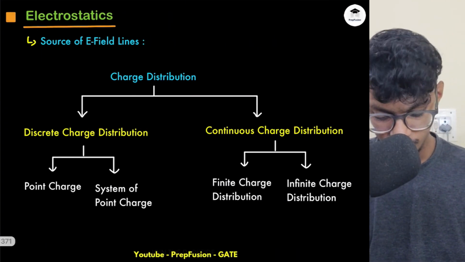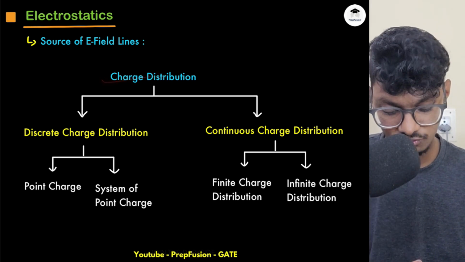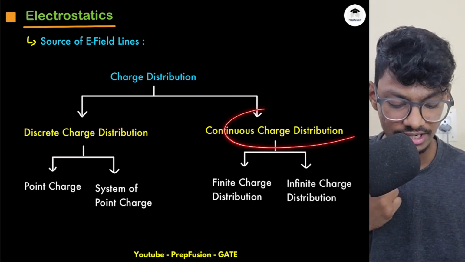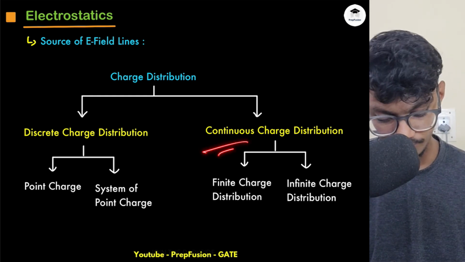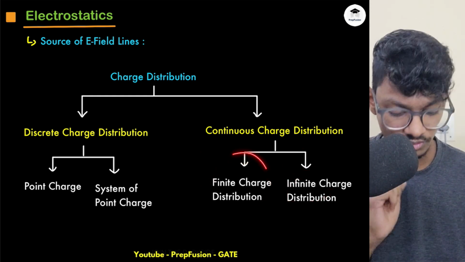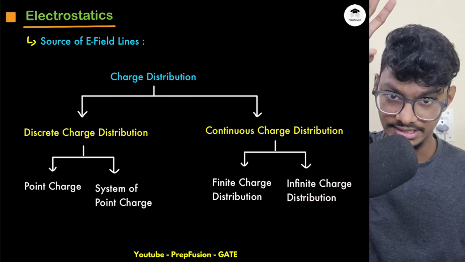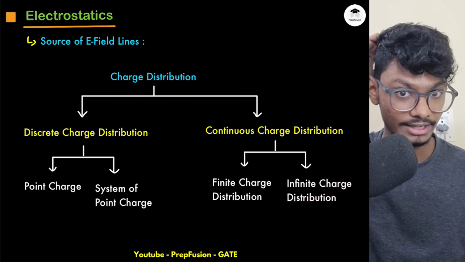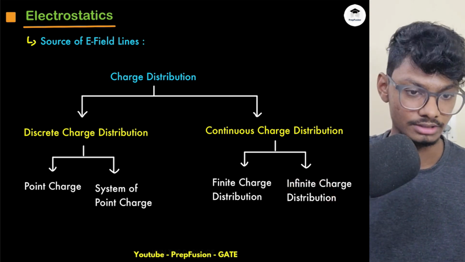So I have already explained the different charge distributions. Inside charge distribution we have discrete and continuous. Discrete means they can be separated in terms of point charges. Continuous means I cannot separate them. And inside continuous I have two types: finite and infinite. What do we mean by finite? I can at least count how much charge I have. But in case of infinite, I cannot count. Total charge will be infinity. I will show you that as well.